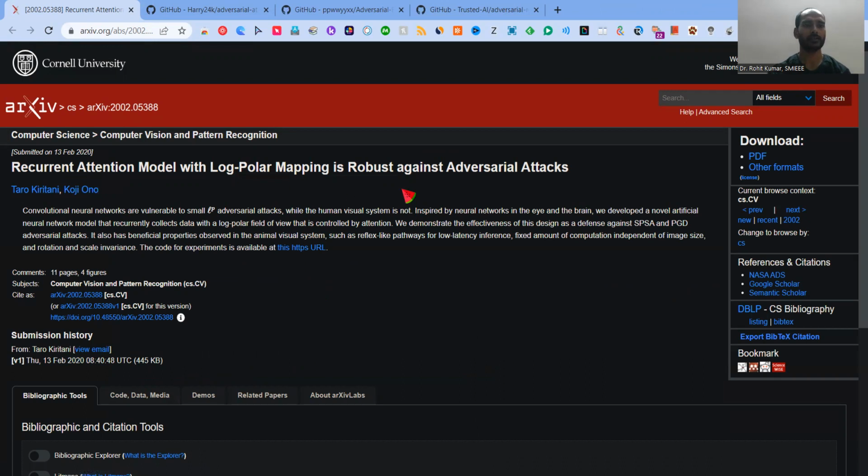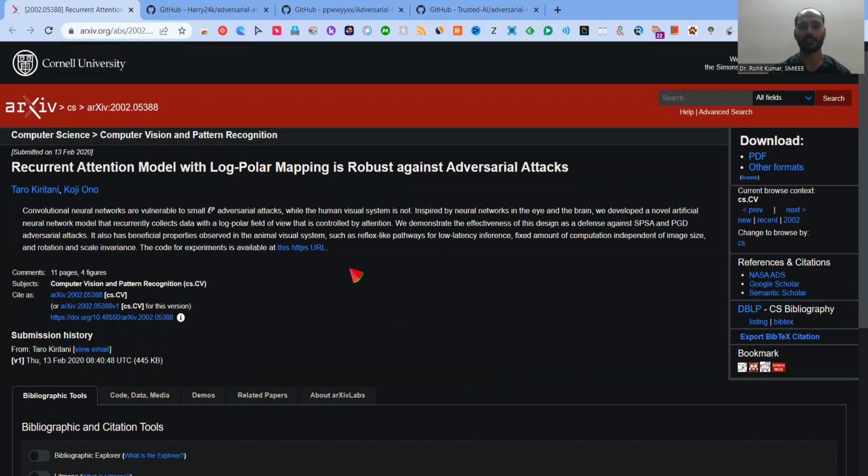Then we are landing onto this particular page. This particular work is quite interesting, and if you're interested, just land onto arxiv.org, and there you are going to find the recurrent attention model. Recurrent attention model with a log polar mapping is robust against adversarial attack. So they are saying that specifically the recurrent network models which people are using, if they have a log polar mapping with it, then it becomes quite a robust tool against adversarial attacks.